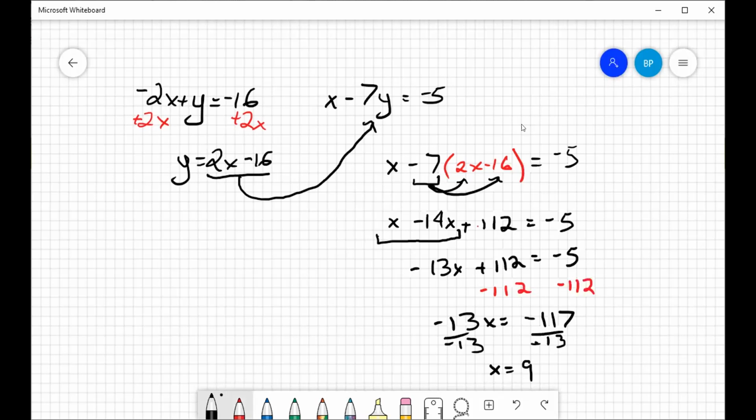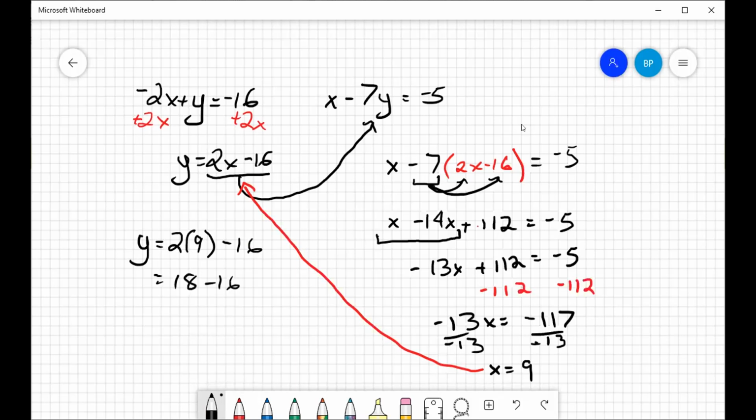Now what I can do is go back to this one where y is equal to something and replace x. So I'm going to get my y value by replacing this x with 9. So I'm going to say y equals 2 times 9 minus 16. So do my multiplication first. So that's 18 minus 16. So y is equal to 2. So 9 for x, 2 for y.